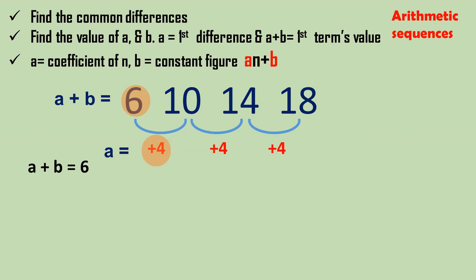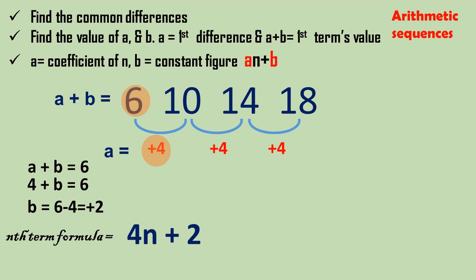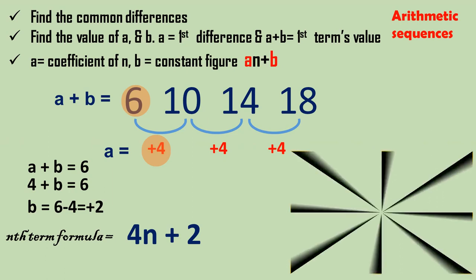If we substitute the value of a here, we get 4 plus b is equal to 6. Here, 4 is positive on one side, so on the other side we subtract it, and this will produce plus 2. So here we're going to substitute the value of a is equal to plus 4 and b is equal to 2 in the given nth term formula. So we got 4n plus 2.